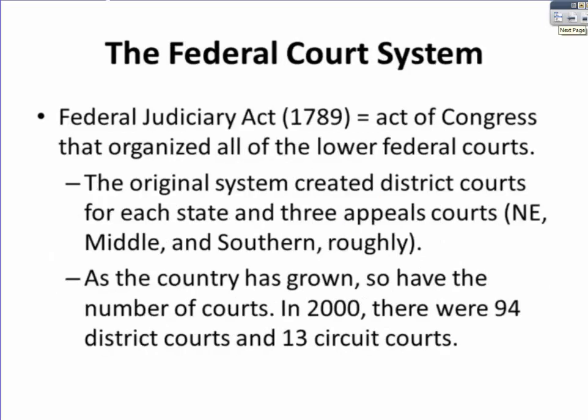The Judiciary Act of 1789 that I mentioned before organized all of the lower federal courts as well. The original system that was created had district courts for each state, and then 3 courts of appeals, one for the New England states, one for the middle states, and one for the southern states. As the country has grown, so has the number of district courts. In the year 2000, there were 94 district courts and 13 circuit courts. So that's more than 1 district court per state.